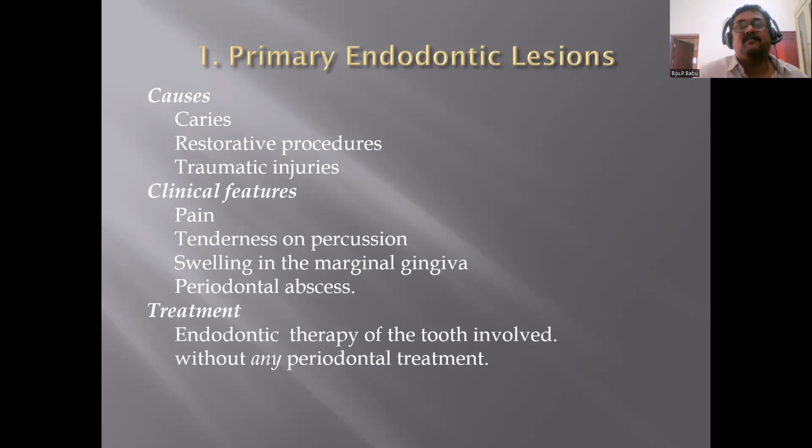Another one is the traumatic injury, a trauma to the tooth, which has caused concussion or severe apical blood entry into the pulp space, which has severed the pulp supply or caused inflammation in the pulp and resulted in an endodontic condition. Now, whatever the cause is, the clinical features are usually pain, tenderness on percussion, swelling in the marginal gingiva, and a periodontal abscess can happen.